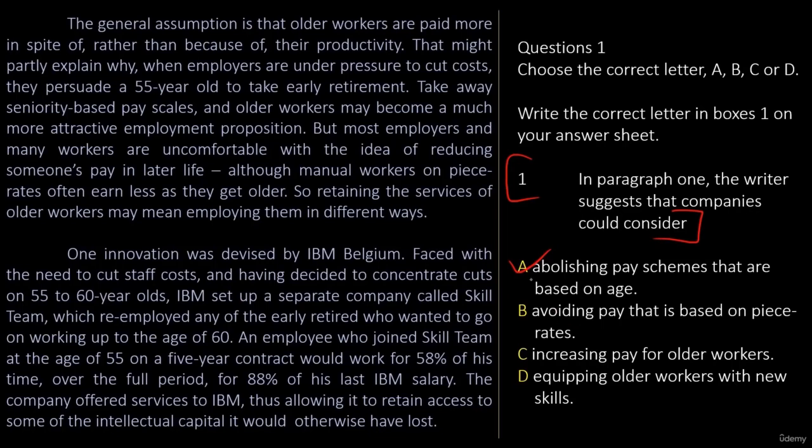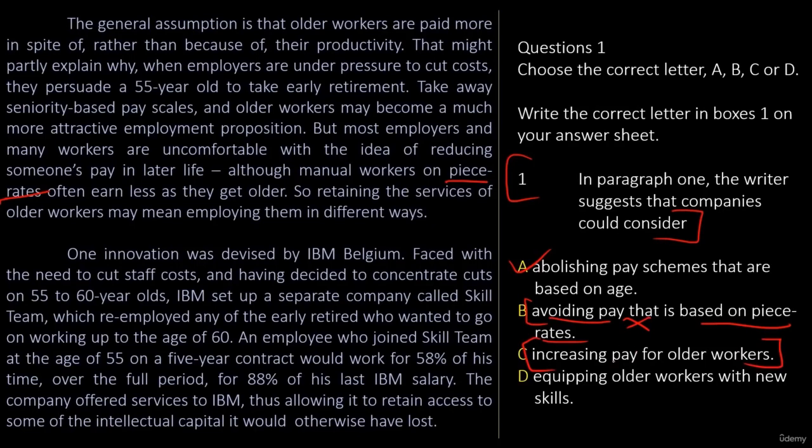We already discussed what the passage is about. Avoiding pay that is based on piece rates. We are not talking about avoiding pay based on piece rates. The word piece rate came just here to talk about something else. We are not working on avoiding that one. Eliminated. Increasing pay for older workers. No, we never worked on increasing pay. In fact, it was decreasing, right?